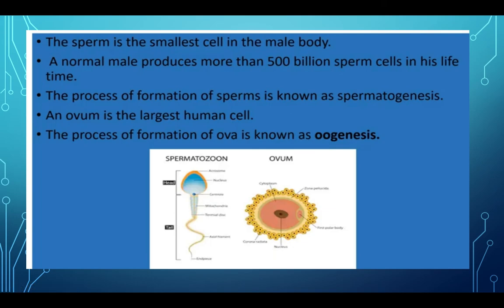So what is the largest human cell? Ovum. What is the smallest cell in the male body? Sperm. Okay, so that's all about the male and female reproductive system.